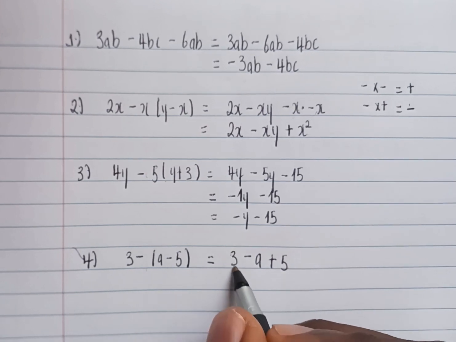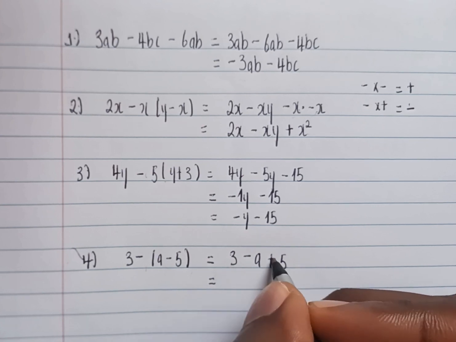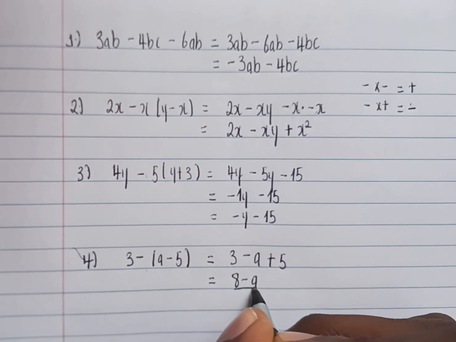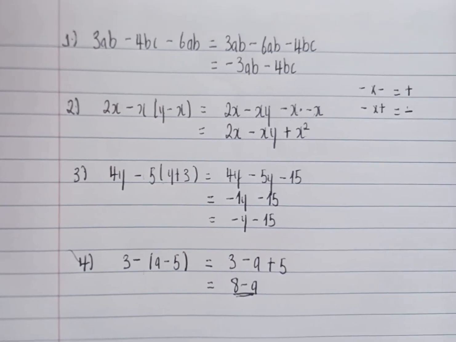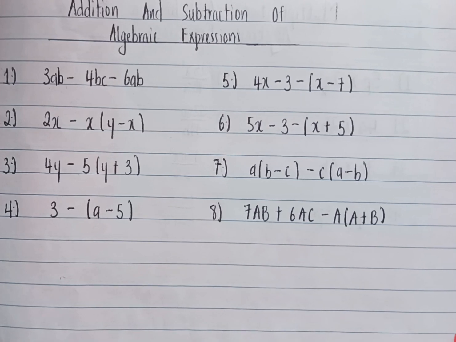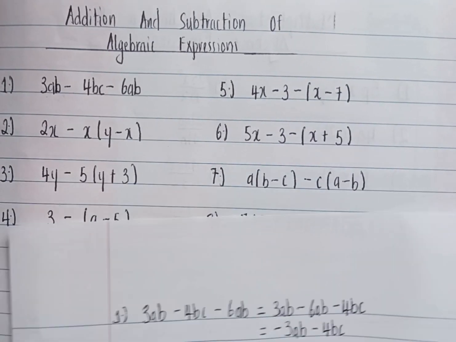So I see that 3 and 5 can be evaluated. So this gives 3 plus 5, which is 8. So I have 8 minus a, and that's it. I have number 5. This is 4x minus 3.